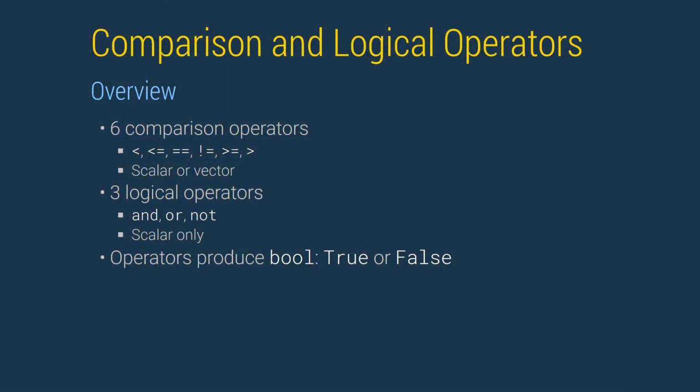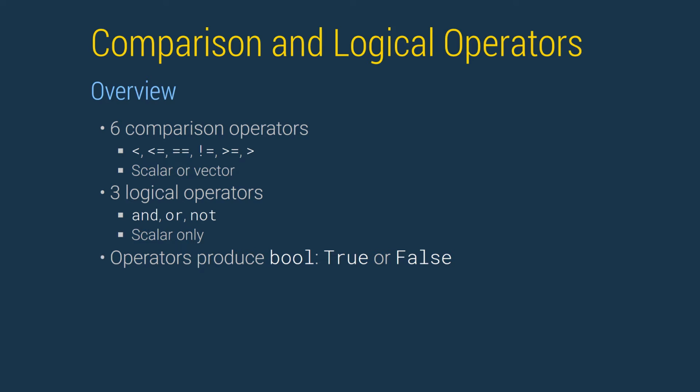Six operators are used to compare values in Python. These operators work on scalar arguments, such as floating point numbers and integers, and also work on NumPy arrays, pandas data frames, and series. The six comparison operators can be combined and modified using three logical operators: and, or, and not.